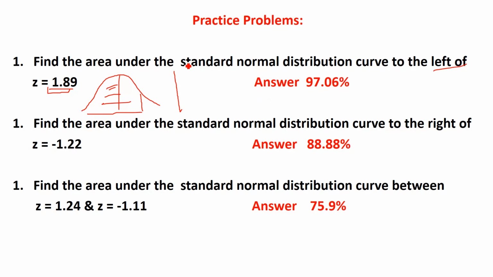But first you have to solve this question. In this case, you have to subtract your value from 1 because this is to the right of the Z value. This is the negative Z value. And here are the two values. So practice problems you have to solve.